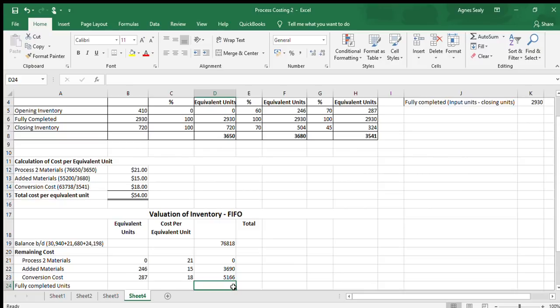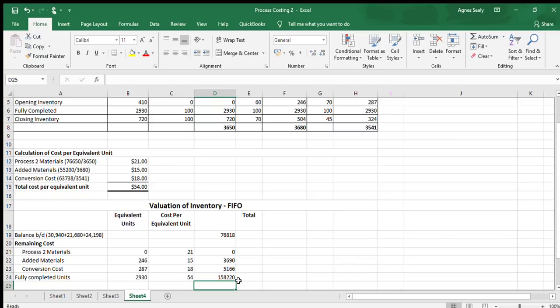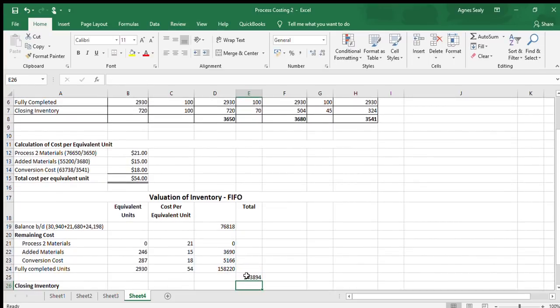So 5,166. Our fully completed units, we have 2,930, and that is calculated at the total cost per equivalent unit of $54, which gives us $158,290. So we're going to add those together, which gives us $243,894.